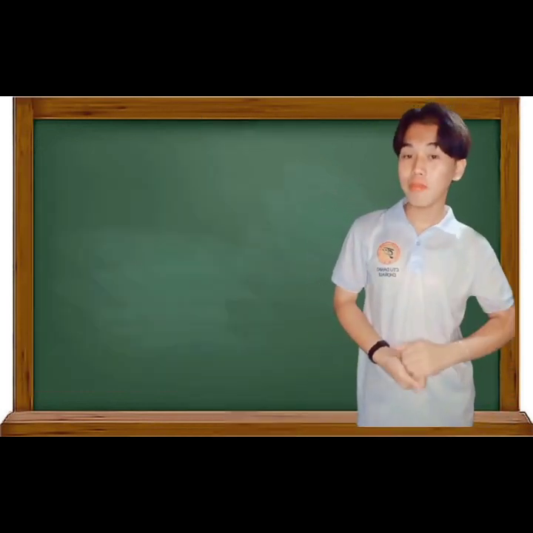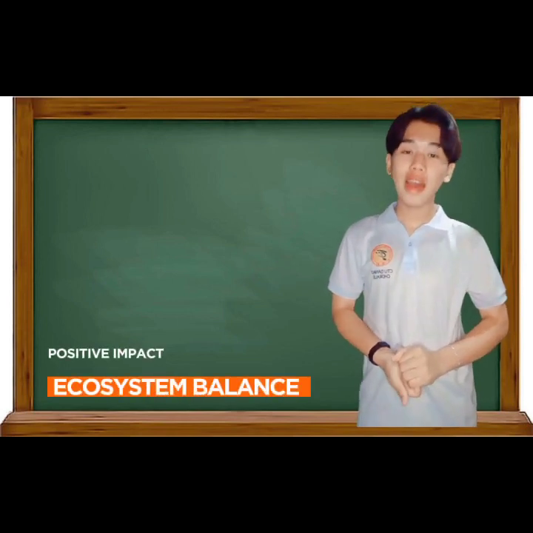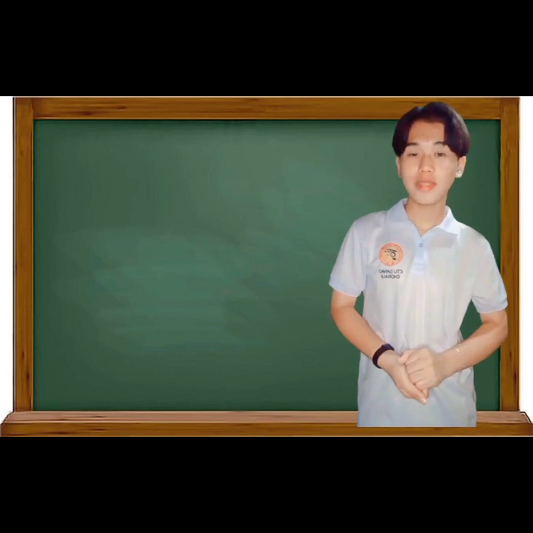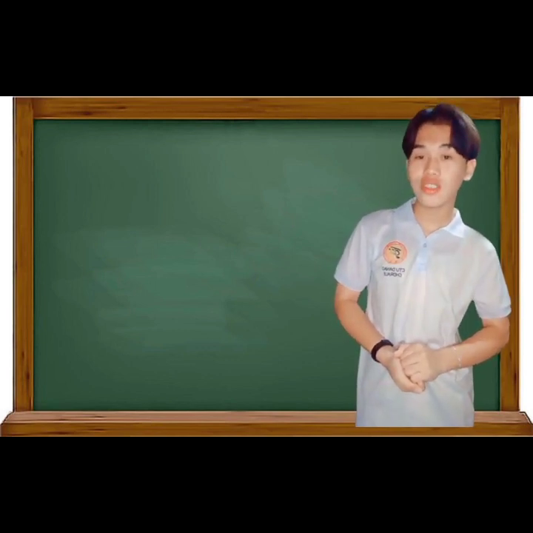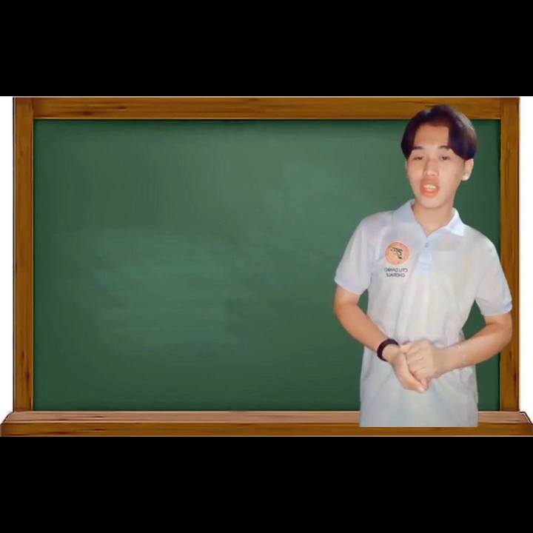So the positive impact of animal species extinction is the ecosystem balance. Some animal species, particularly predators, play a crucial role in maintaining the balance of ecosystems. The extinction of a certain predatory species can lead to an overpopulation of prey species, disrupting its natural balance.